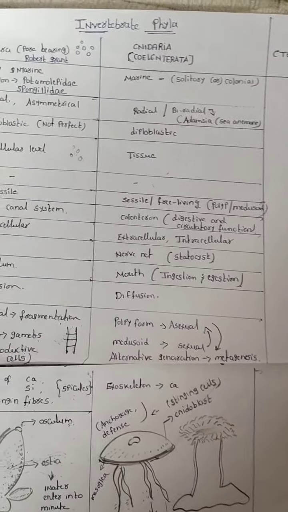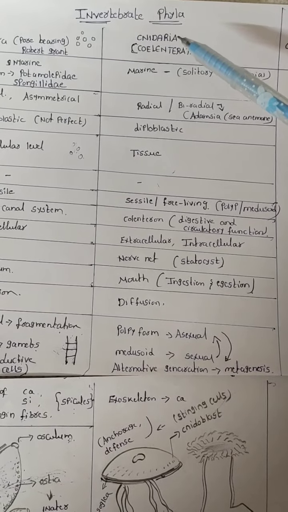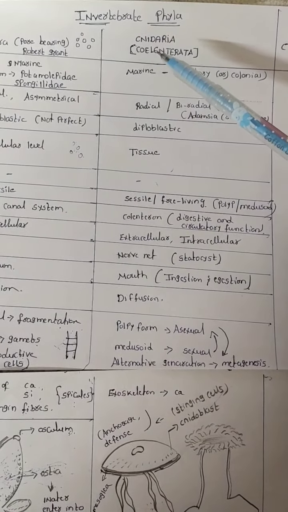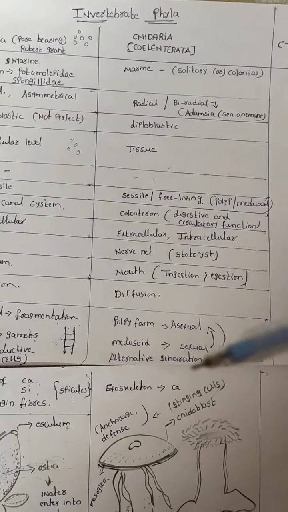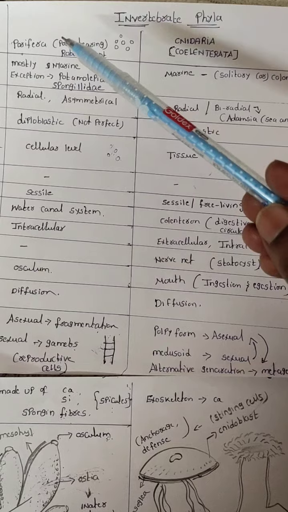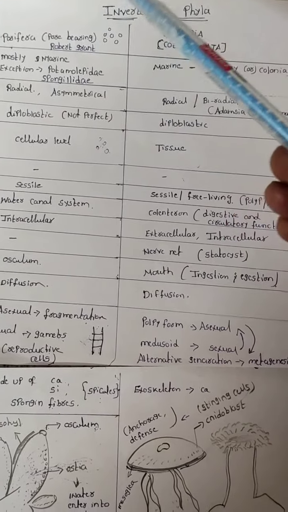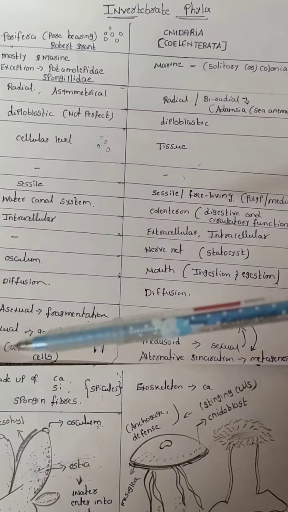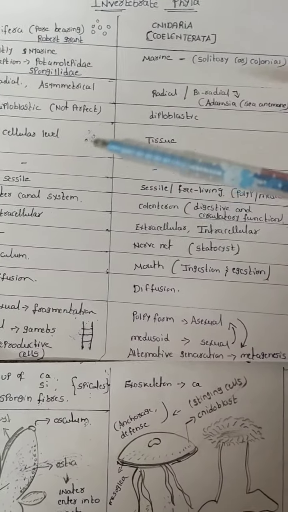Now today we will discuss the phylum Cnidaria. Cnidaria is also known as Coelenterata. I already said why the phylum is called Porifera: the organisms have a common character, that is, they are pore-bearing ones. That's why it is called Porifera.